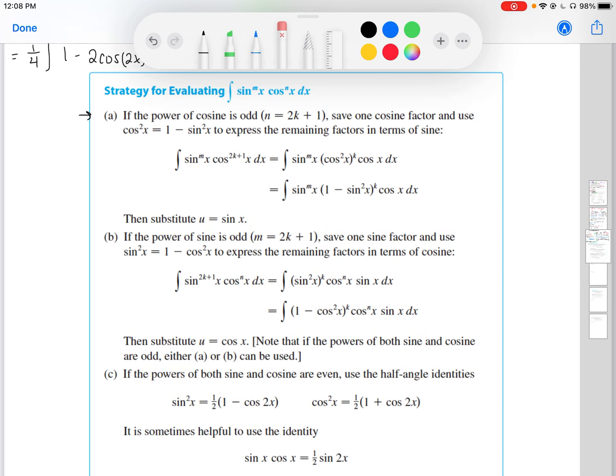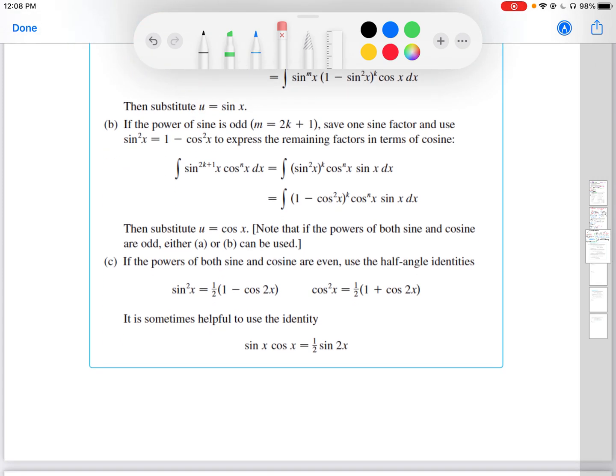If the power of cosine is odd, n equals 2k plus 1, save one cosine factor and use cosine squared equals 1 minus sine squared x to express the remaining factors in terms of sine. So that would be like our first and second example. Then we use substitution with sine.